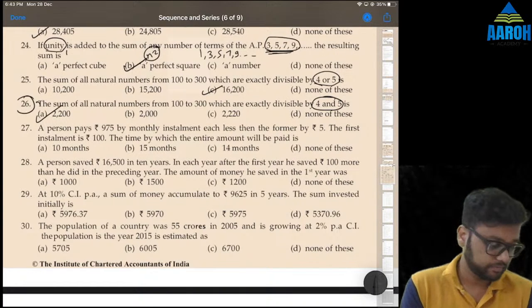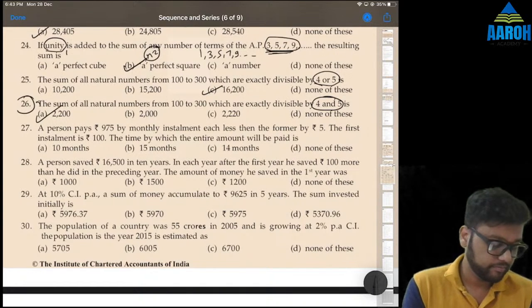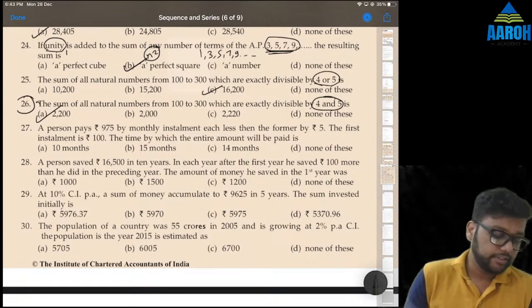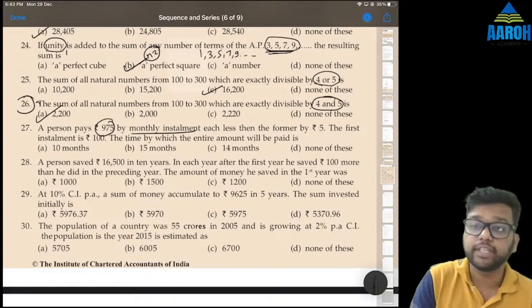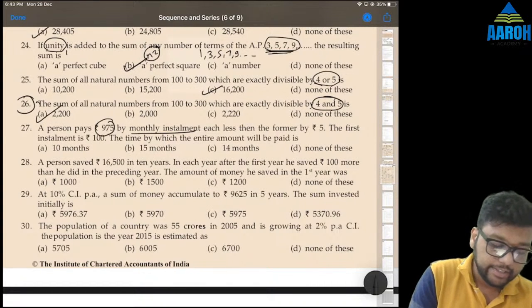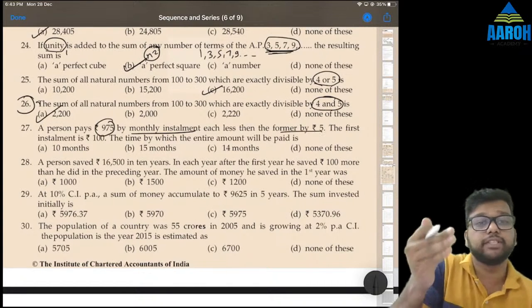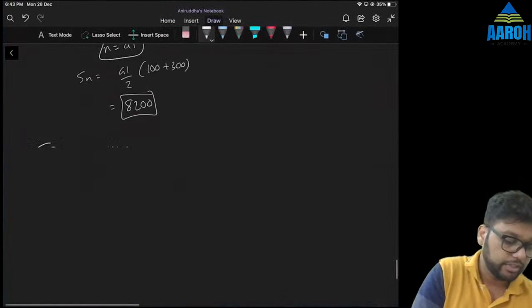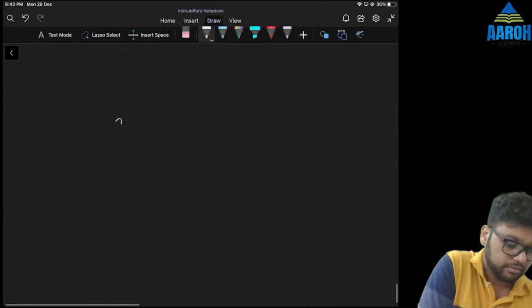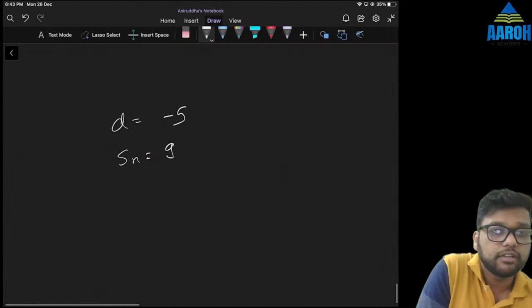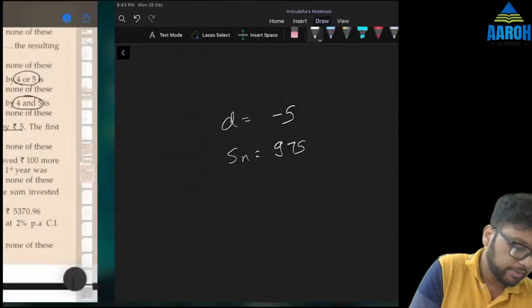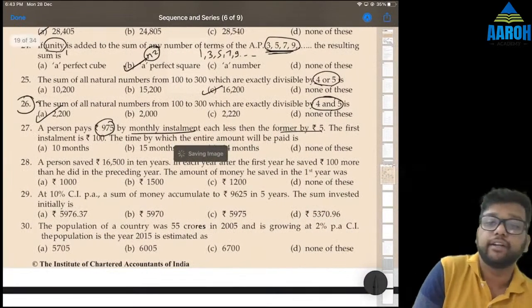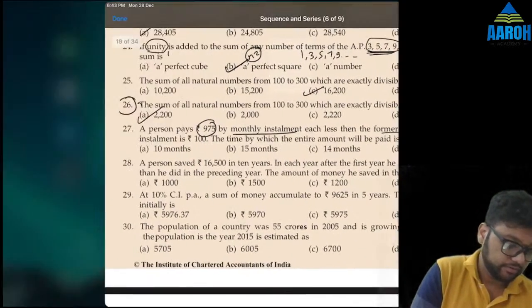Last 4 questions. Question 27. A person pays 975 rupees by monthly installments. That is, the total amount is 975. Each less than the former by 5. That means they are reducing by 5. So here common difference is minus 5. Sum is 975 rupees, because that is the total amount. First installment they have given in the question. First installment is 100. That means a is 100.